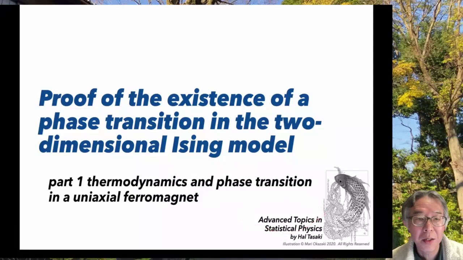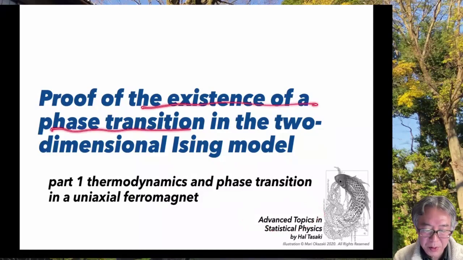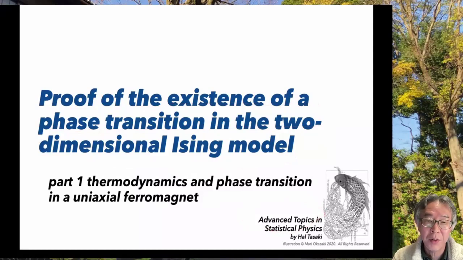This is Tasaki. In this mini course, I'd like to discuss a proof of the existence of a phase transition in the two-dimensional Ising model. I mean the most standard ferromagnetic Ising model. And when I say proof, I mean a fully rigorous mathematical proof. But I hope it's not too difficult, and I will give a complete proof. And this mini course will be self-contained.